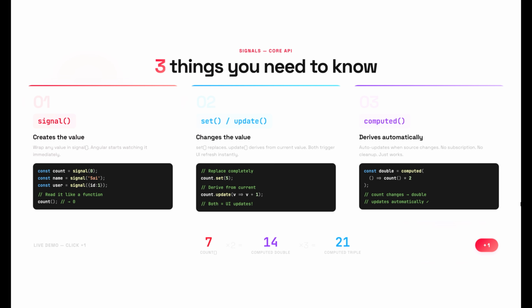Number 3, computed. This is where signals get powerful. A computed value is a signal that derives from another signal. You create a computed signal by passing a function. That function runs automatically whenever the source signal changes. So if count changes, your computed double automatically becomes the new value. You never call it manually. You never subscribe to it. You never clean it up. Angular handles everything, no subscription, no async pipe, no ngOnDestroy. Just value changes, everything updates automatically.